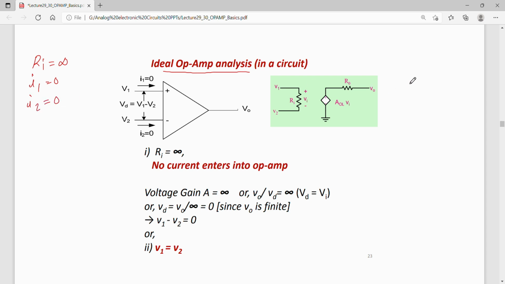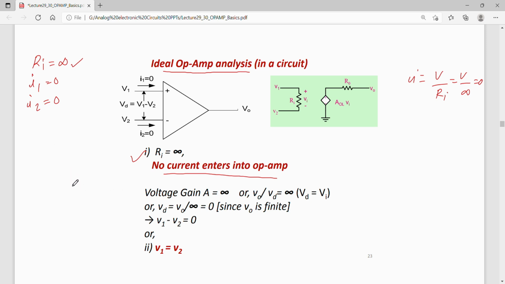One can say I is V by Z or R input. And if Ri is infinite, obviously this is 0. So current drawn by this op-amp will be 0. That is, nothing goes inside this op-amp. This is a very important point to remember: no current enters into op-amp because input impedance is infinite.